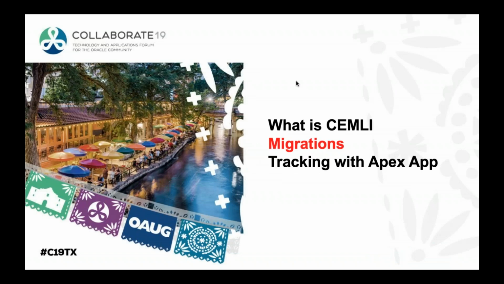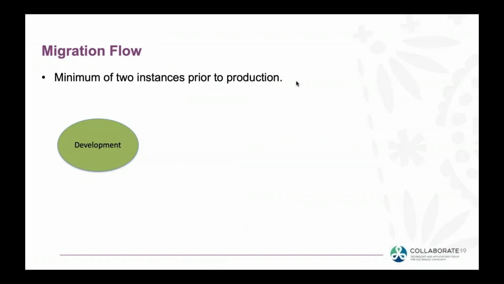So, having talked about what customizations are a little bit, we're going to talk next about the flow you've got to maintain for migrations. You've got to have at least 2 instances prior to production. And except for development, they should be locked down. Developers should not have access to the file system or the database or the EBS environment with the ability to make a change in test.